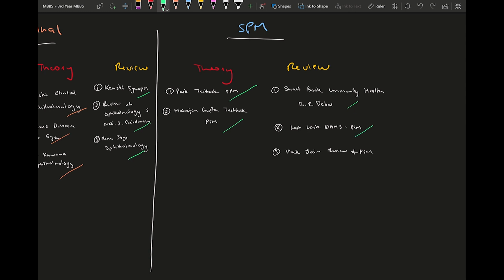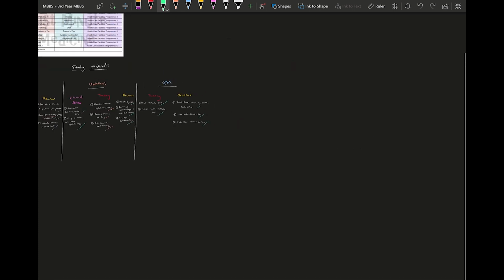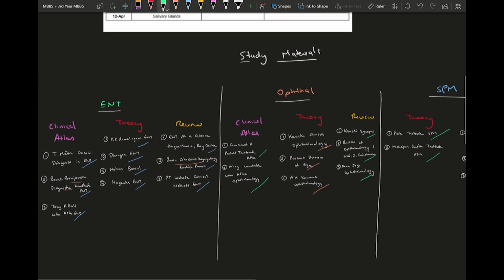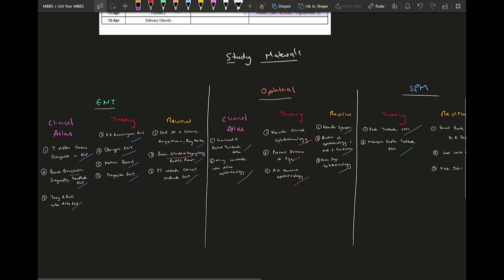And then there's this Last Look DAMS NEET PG prep book or revision book, and it's really good. It gives you important points of all the vaccines and all the programs and all important golden points for your various infectious and non-infectious diseases. And last would be the popular option, which most of you would already be aware of, which is Vivek Jain Review of PSM. So those will be your textbooks for your third year, and that would be all.